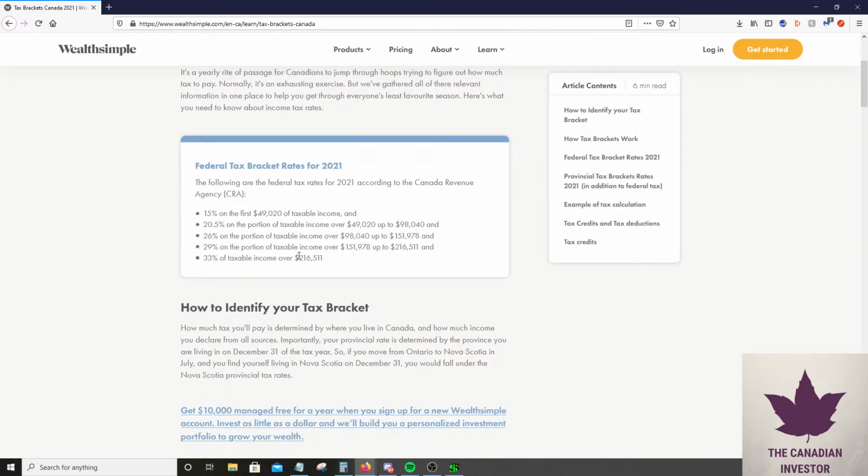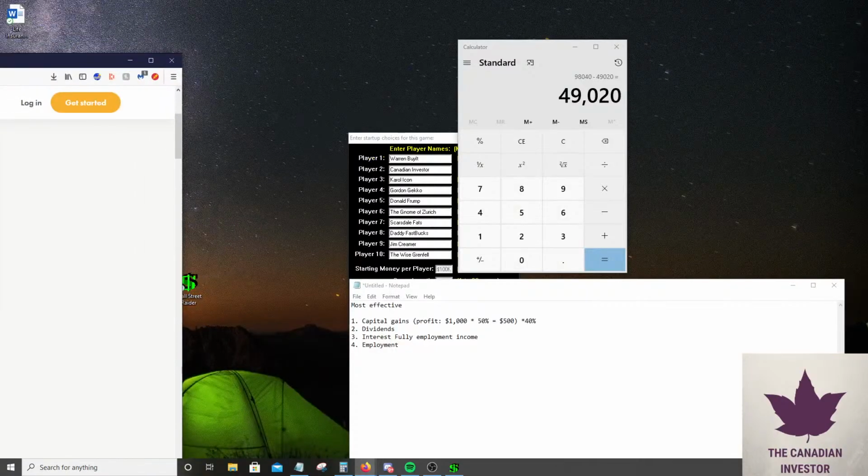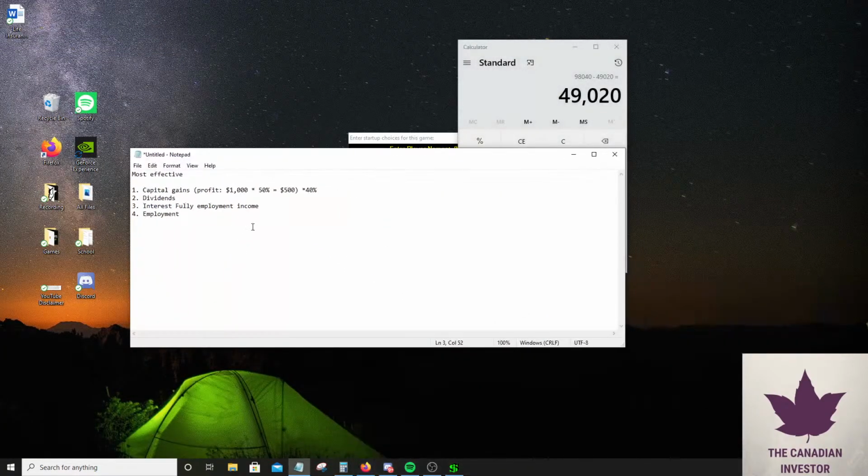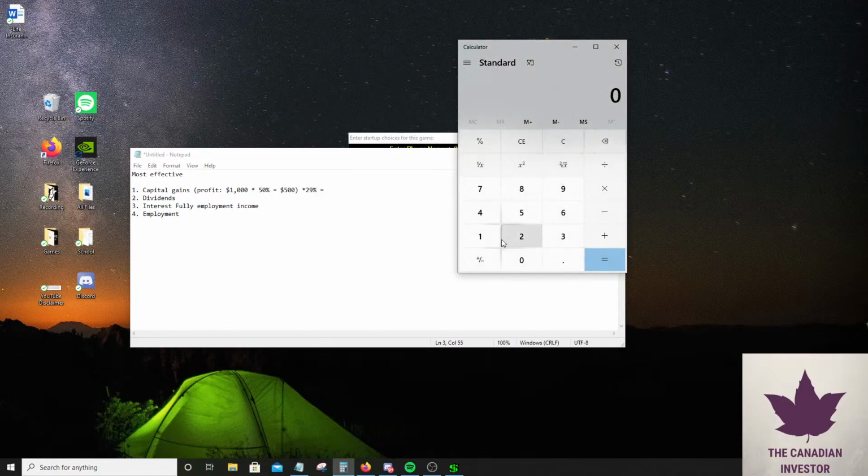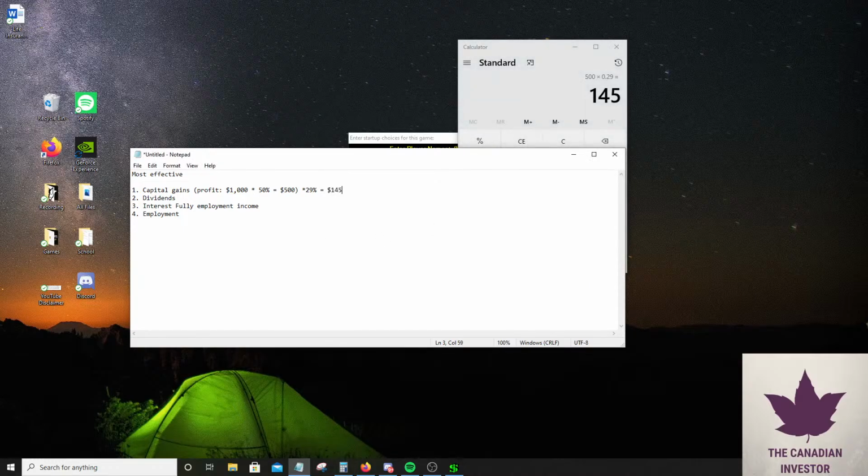But if you make a lot of money, let's assume you're in a 29% tax bracket. I'm sorry, this has nothing to do with bonds. This is just taxes, which I'm just trying to explain a little bit. So in this case, it's $500 times 0.29. You would owe about $145 in capital gains taxes.